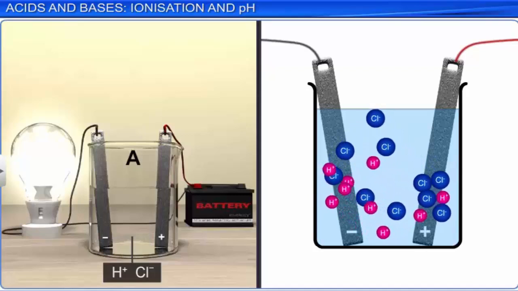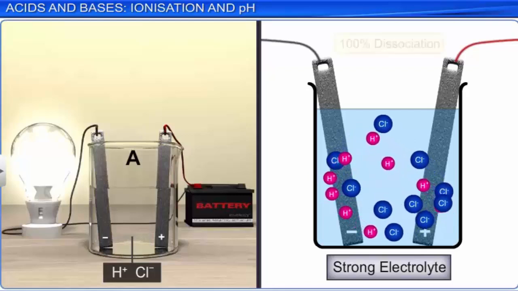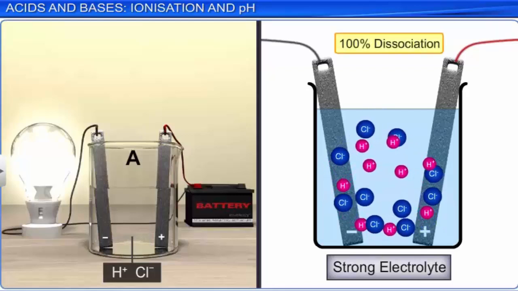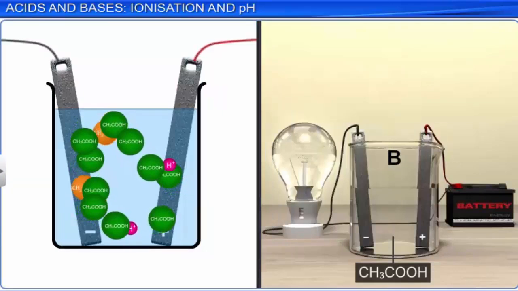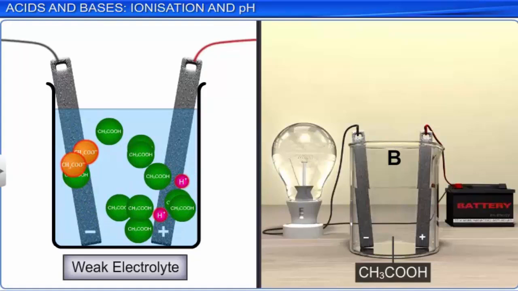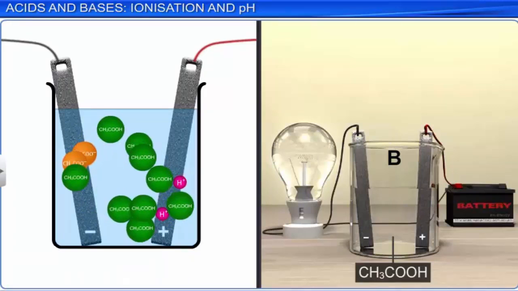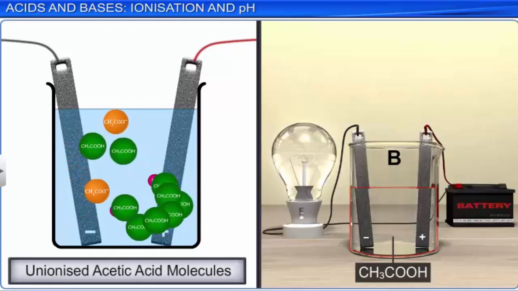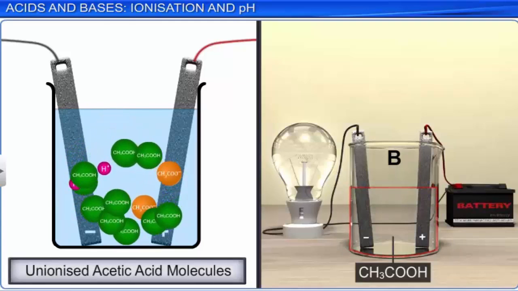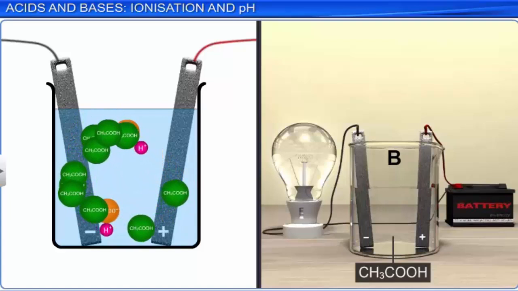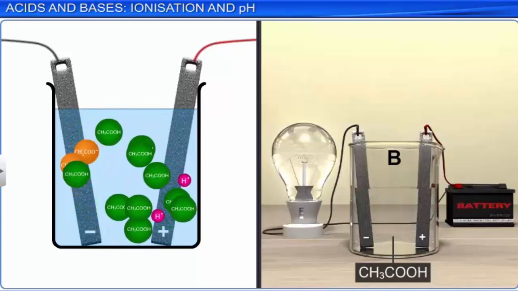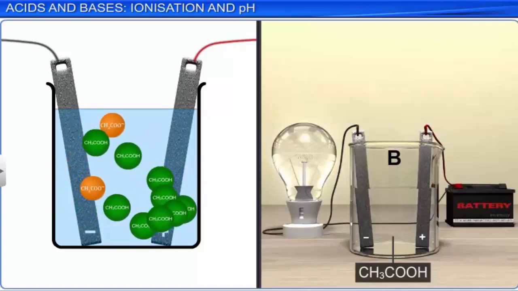HCl, being a strong electrolyte, undergoes almost 100% dissociation in water. As a result, the solution contains a large number of ions that help conduct electricity to a greater extent. Acetic acid, on the other hand, is a weak electrolyte and undergoes very little ionization. Thus, the solution contains mostly unionized acetic acid molecules. Therefore, very few ions are available to conduct electricity, and so the flow of electric current is weak. Hence, the bulb glows very faintly.